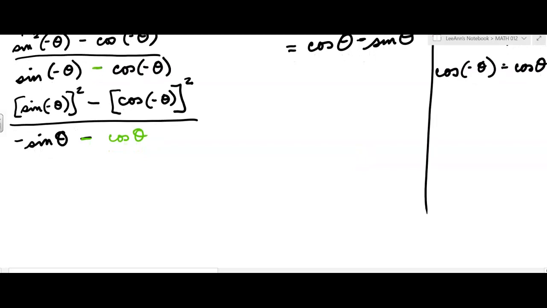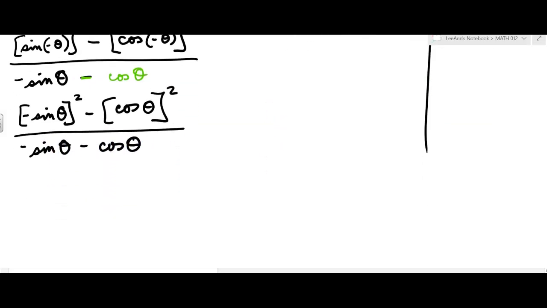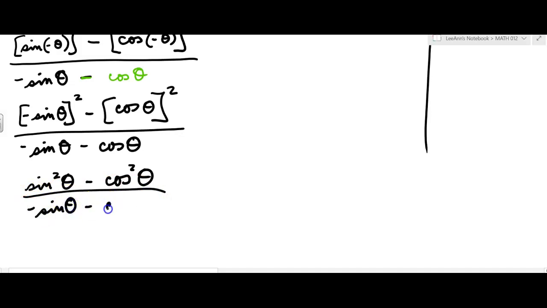Now we're going to apply those same two identities in the numerator in those brackets. So I'm going to have the opposite of sine theta squared minus cosine theta squared over, and I'll just write the opposite of sine theta minus cosine theta for now. Okay. In the numerator, what's going to happen? Well, when you square that, it's going to be positive. So you're going to get sine squared theta minus cosine squared theta. So maybe you knew that already, but I just wanted to show you where that's coming from. And then in the denominator, I'm just going to write minus sine theta minus cosine theta.